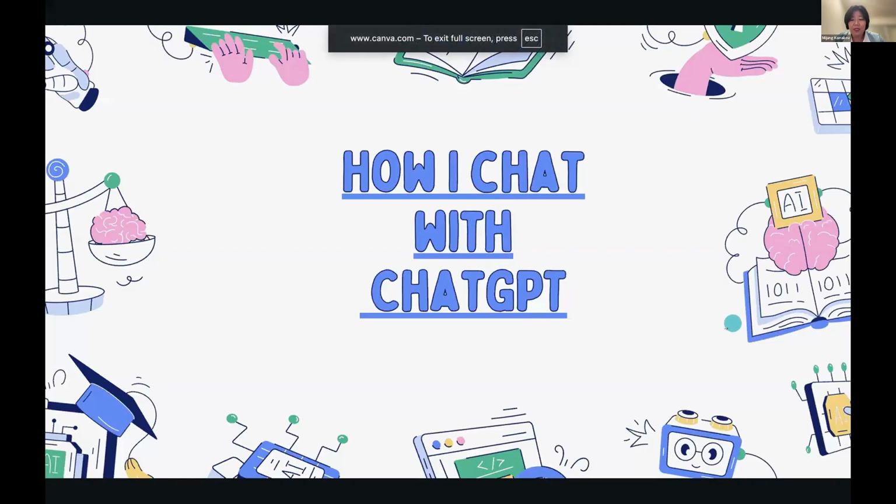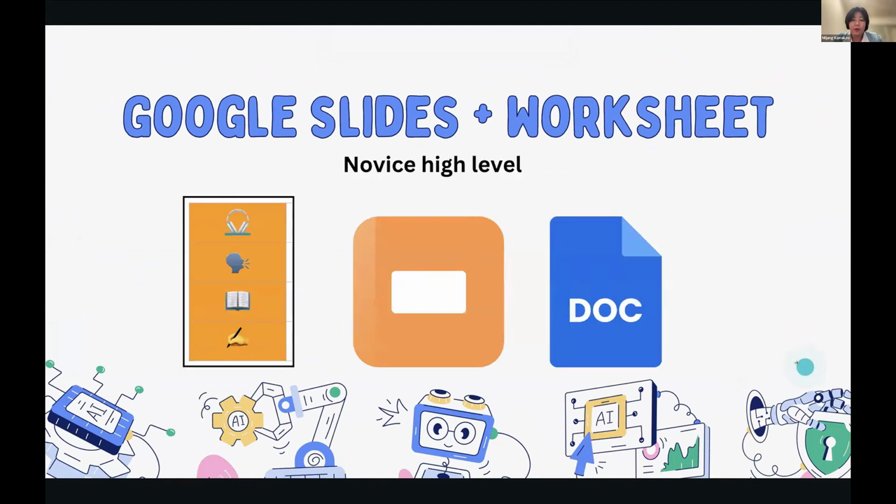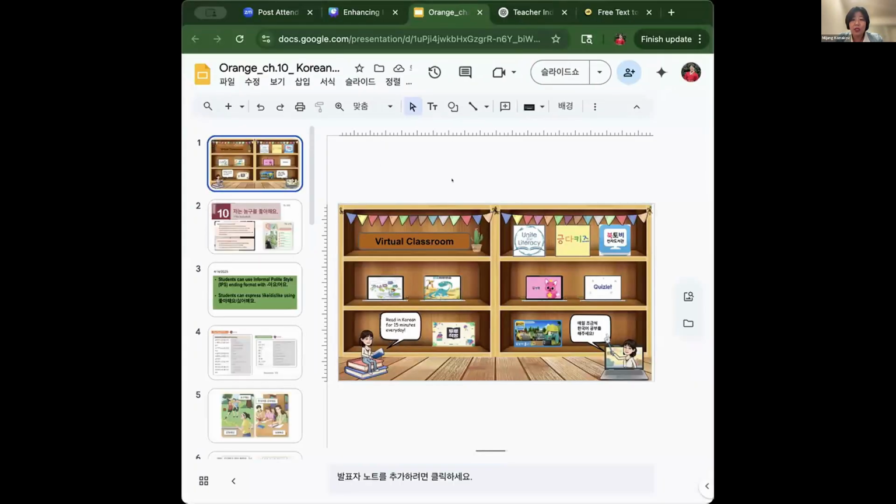Based on that, after chatting with ChatGPT as a partner, I created this Google Slide and a worksheet, which was for a 95-minute block schedule. Novice high is an orange-colored block, novice mid is white, which is the Daniel group, and novice low is the yellow group. When I show the novice high level, you can see this Google Slide.